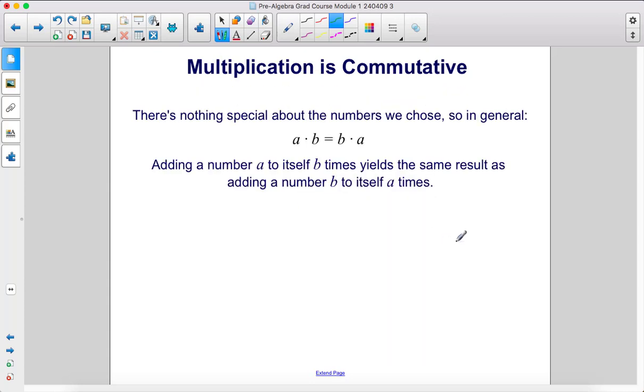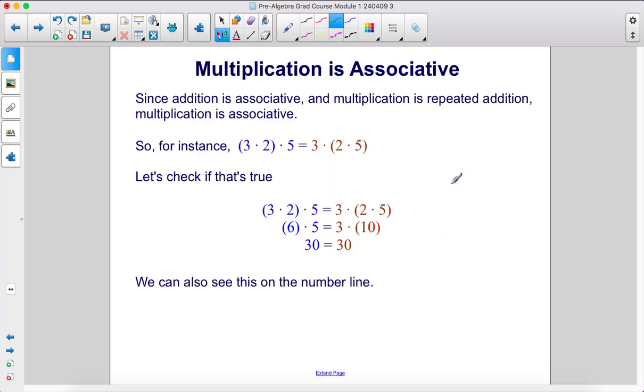There's nothing special about the numbers we chose. So in general, a times b is equal to b times a. Adding a number a to itself b times yields the same result as adding a number b to itself a times. Since addition is associative and multiplication is repeated addition, multiplication is associative. So for instance, in parentheses, 3 times 2 times 5 equals 3 times, in parentheses, 2 times 5.